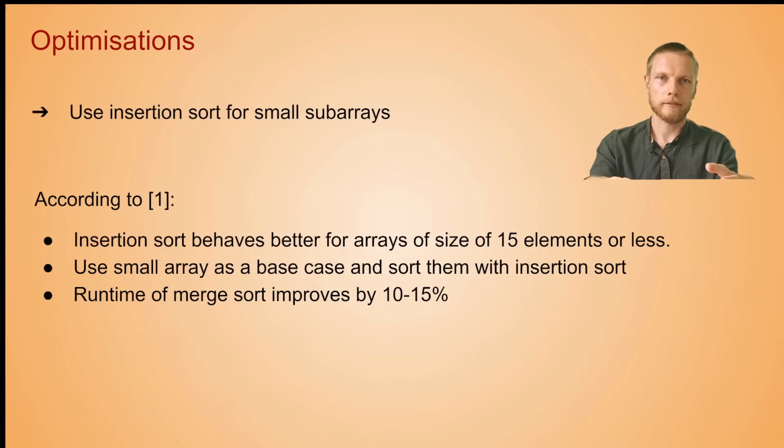So far, we have reviewed just the basic implementations of the algorithms, and there are numerous optimizations which are possible, and here we will review a few of them. The first one is to use insertion sort for small subarrays. It was discovered that merge sort has a lot of overhead for small subarrays, and it's much easier to use some simpler sorting algorithm, for example, insertion sort, for small subarrays. Thus we just change our base case from a single-element subarray to, for example, 15-element subarrays, which are sorted with insertion sort. It was shown that the runtime of merge sort improved by 10 to 15% with this optimization.